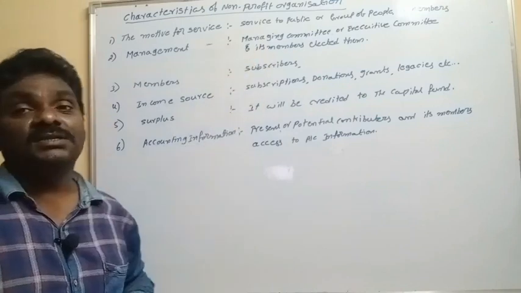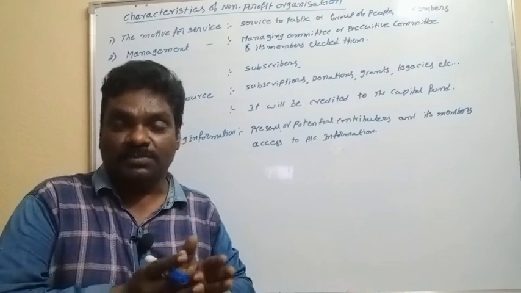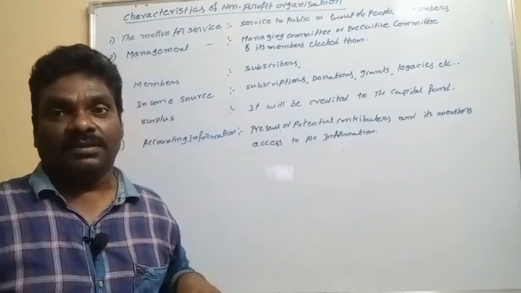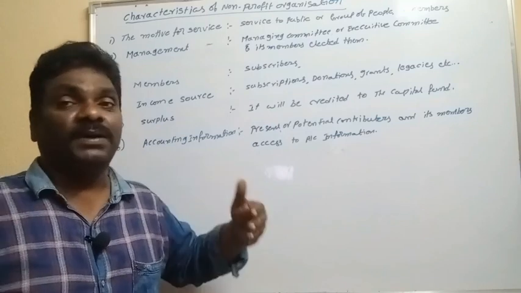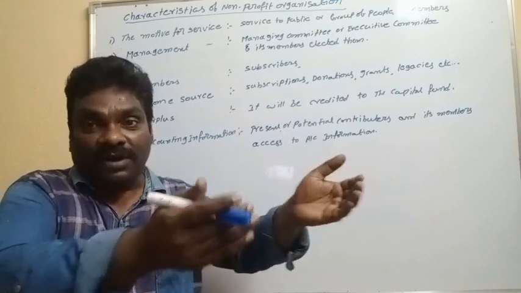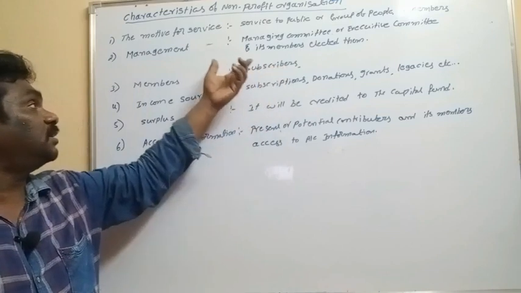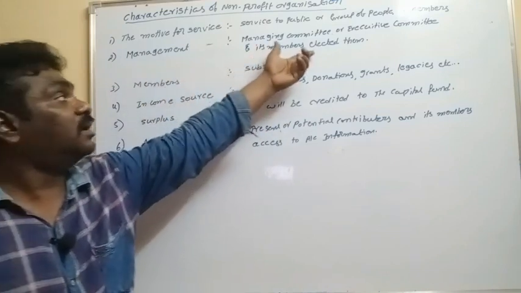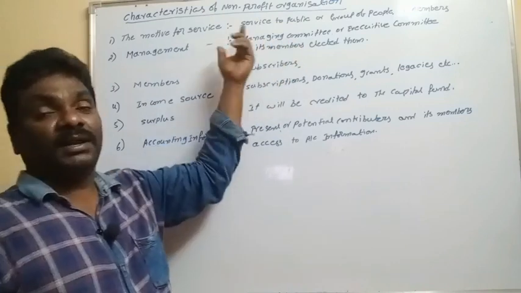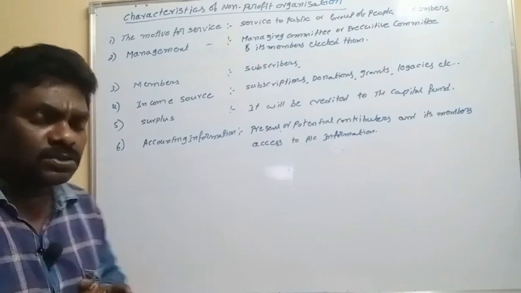In this organization, there are subscribers who provide their funds continuously. That person is a subscriber, a fund contributor. Who are the fund-collected members? Subscribers. A subscriber is a member, and they elect some persons, and those persons manage the organization.